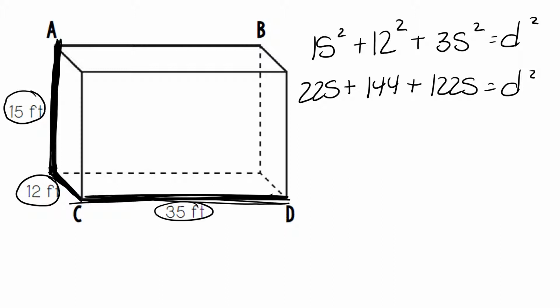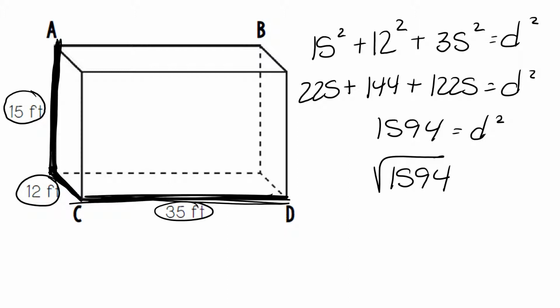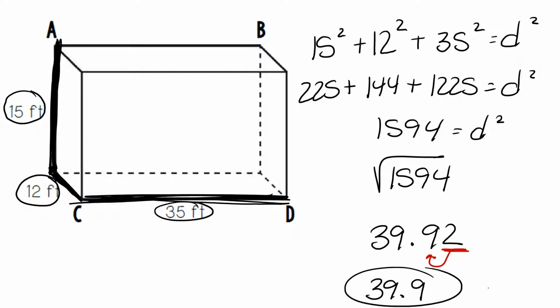Add all of those together. 225 plus 144 plus 1225 is going to give us 1594. Last step of the Pythagorean theorem is to take the square root. Square root of 1594 is going to give us 39.92. Looking at that second decimal place, it's a 2. 4 and less means we round down, so 39.9 is our answer.